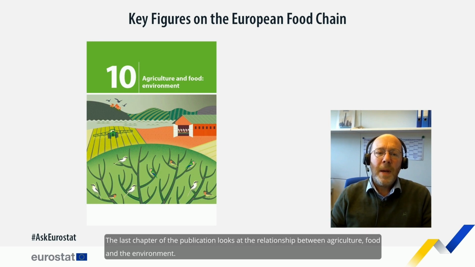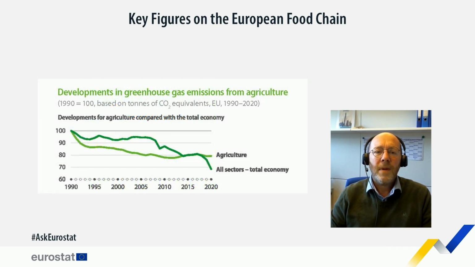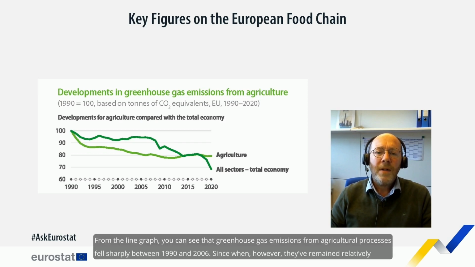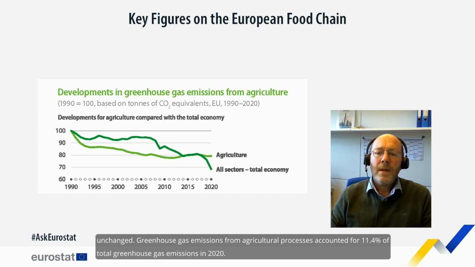The last chapter of the publication looks at the relationship between agriculture, food, and the environment. From the line graph, you can see that greenhouse gas emissions from agricultural processes fell sharply between 1990 and 2006. Since then, however, they've remained relatively unchanged. Greenhouse gas emissions from agricultural processes accounted for 11.4% of total greenhouse gas emissions in 2020.